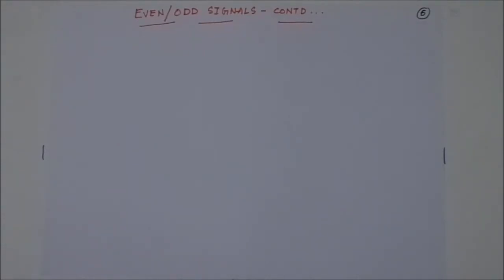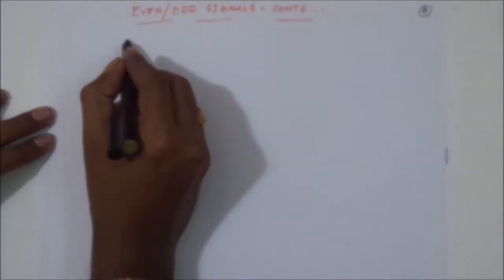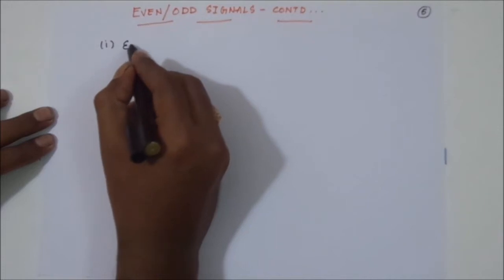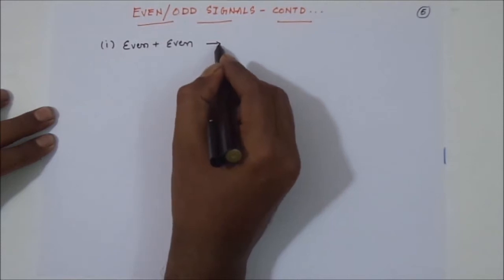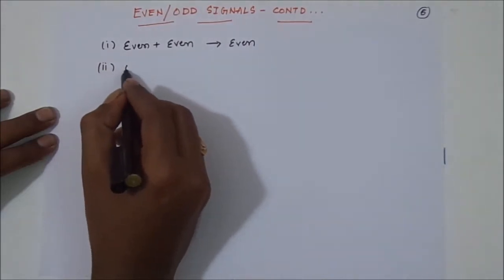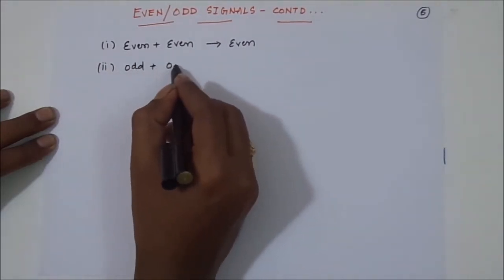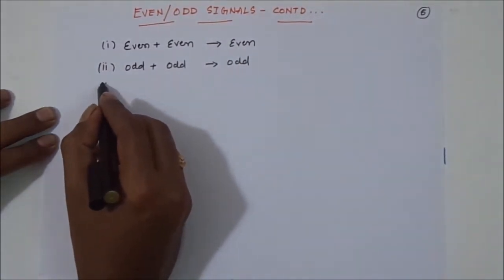Okay, so let us continue with the previous lecture where we were discussing even and odd signals. Where we stopped the last lecture, we have proved that if you add two even signals, that results in an even signal, and if you add two odd signals, that results in an odd signal.